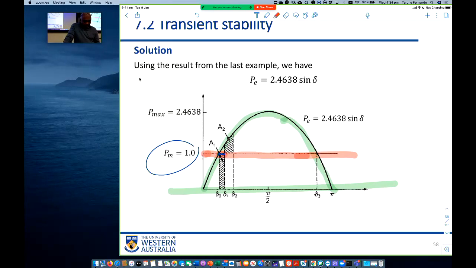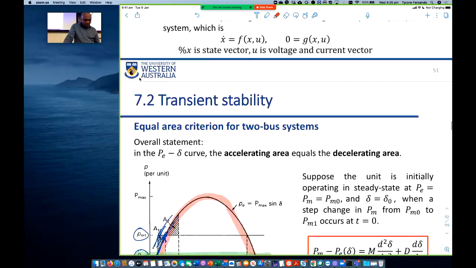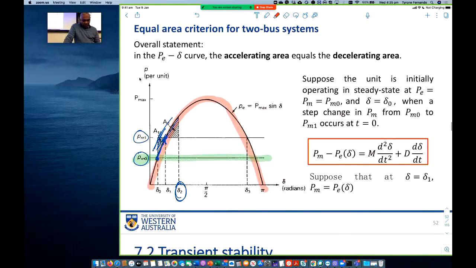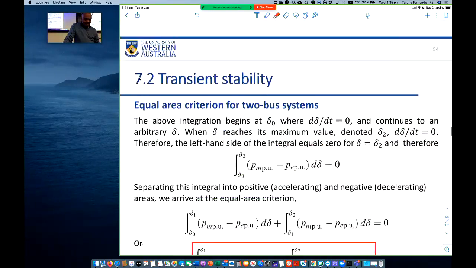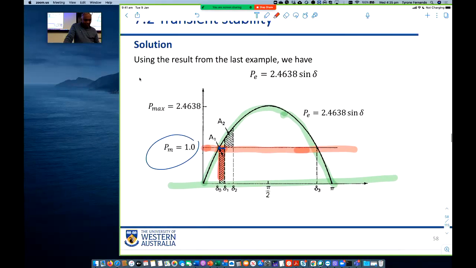So the area A1 is this one here. Previous A1 was different. Previous A1 was this one. So you need to understand the different areas for you to understand this. Okay? So this A1 is now that. So after 3 cycles, the fault is cleared. In other words, the green circle comes back. Okay? Green circle comes back.